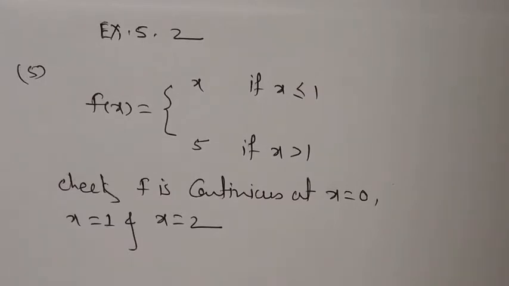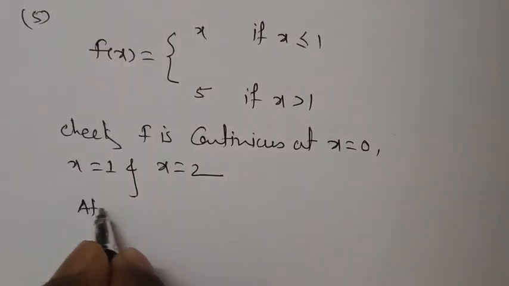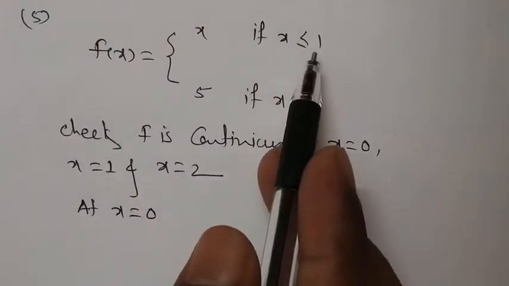Here, the fifth example in 5.2 says that f of x equals x if x is less than or equal to 1, and it equals 5 if x is greater than 1. Check the continuity of f at x equals 0, x equals 1 and x equals 2. Now, here x equals 0. When we take x equals 0, then 0 is less than 1.